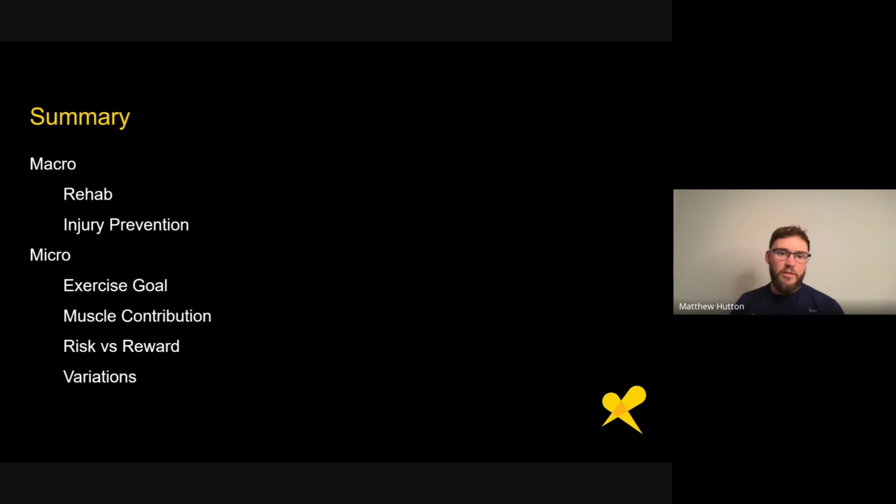So in summary, the way that I conceptualize categories for exercise selection, in the macro, is: is this a rehab or is this an injury prevention approach? And if it's either of those, what's the exercise goal in mind? What's the muscle contribution of the various exercises? What's the risk versus reward? And what are some variations we can do to tweak it to get it to align better with the exercise goal at hand? So that is all I've got for you.